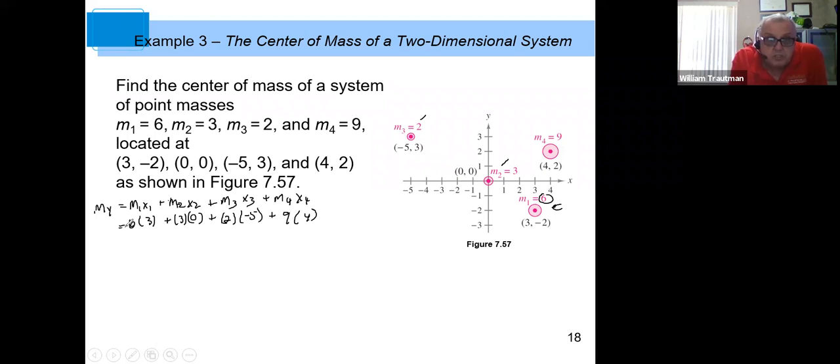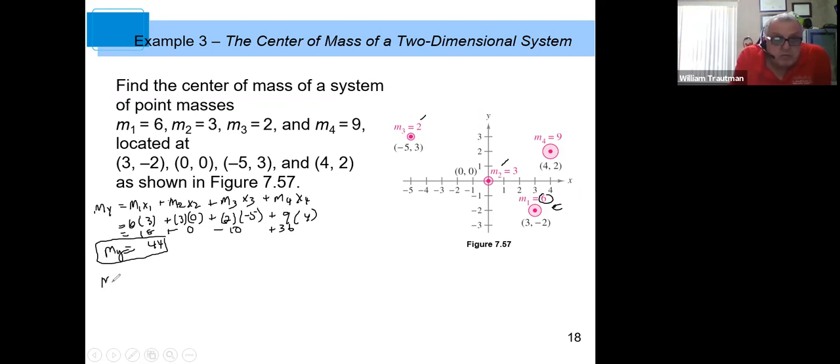When I do all this math, who knows what I get? I get 18 plus 0 minus 10 plus 36. 18 minus 10 is 8. 8 plus 36 equals 44. So we have one moment. Let's try the other one.